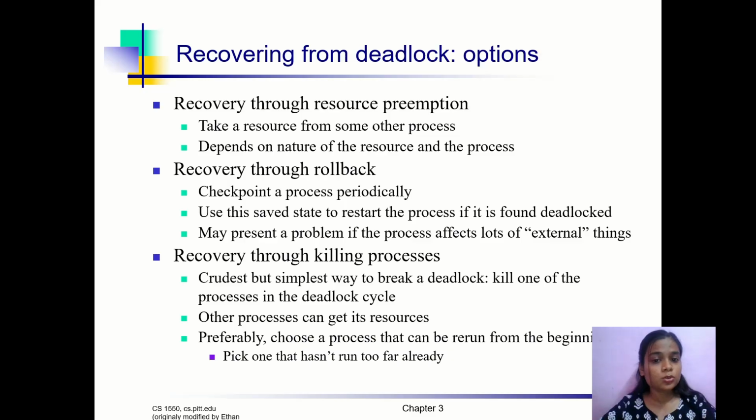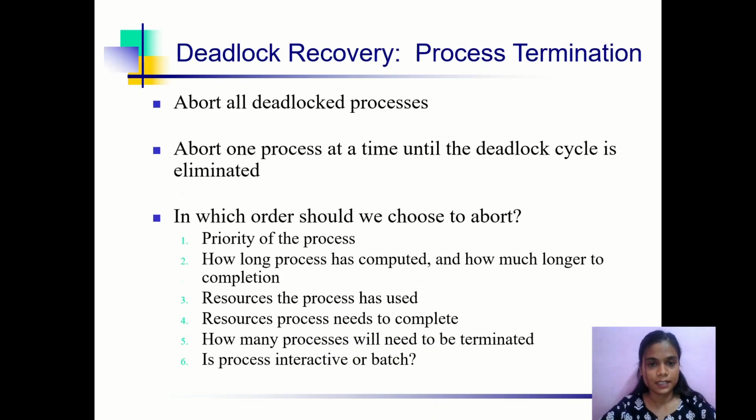How do we recover through killing processes? The crudest but simplest way to break a deadlock is to kill one of the processes in the deadlock cycle. Then other processes can get its resources. Preferably choose a process that can be rerun from the beginning. Pick one that has not run too far already.